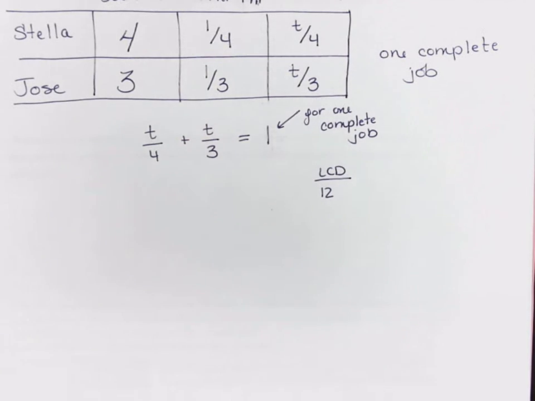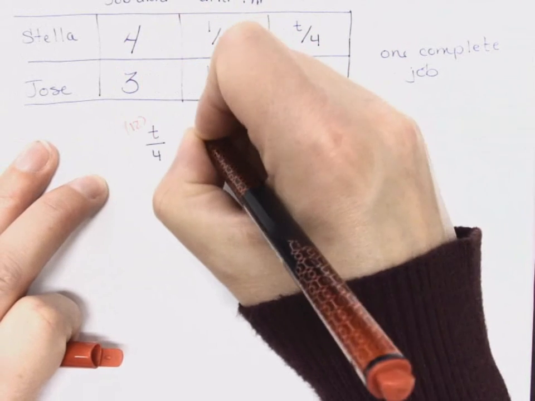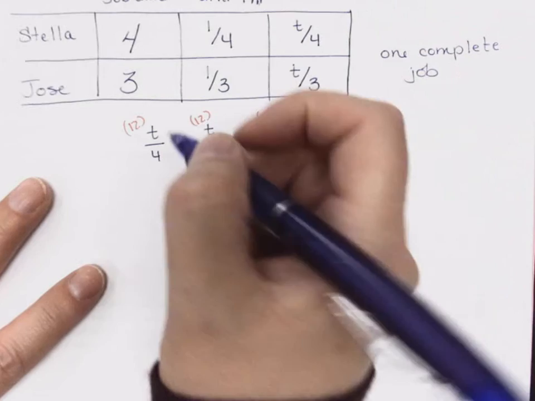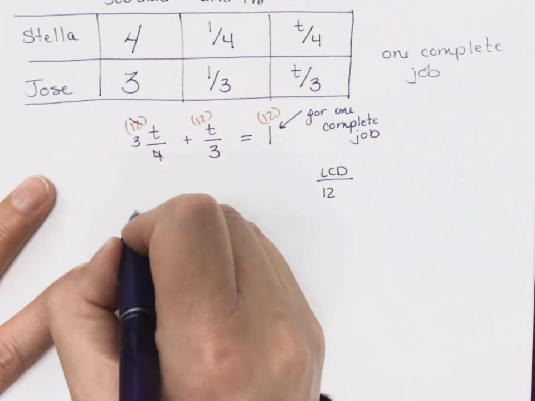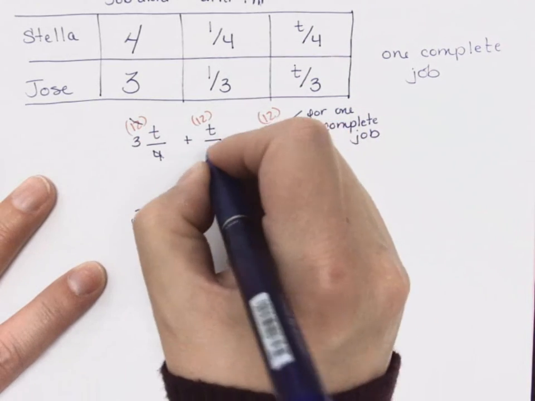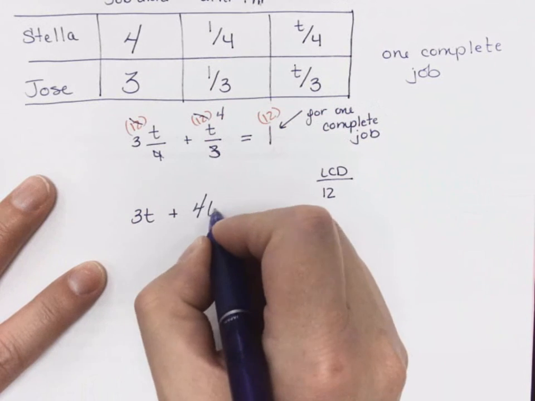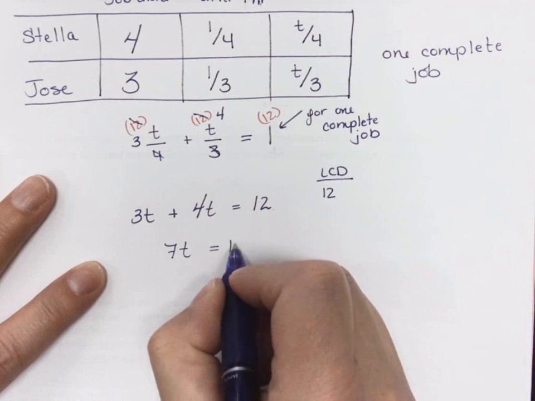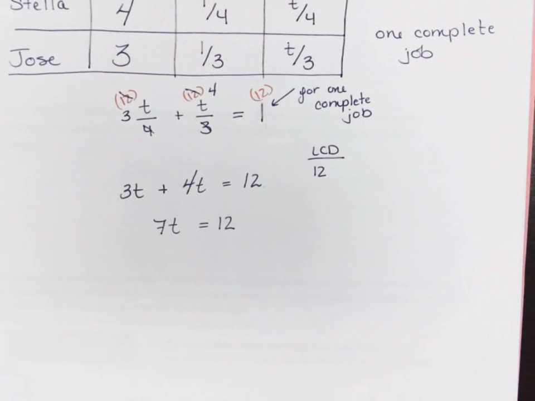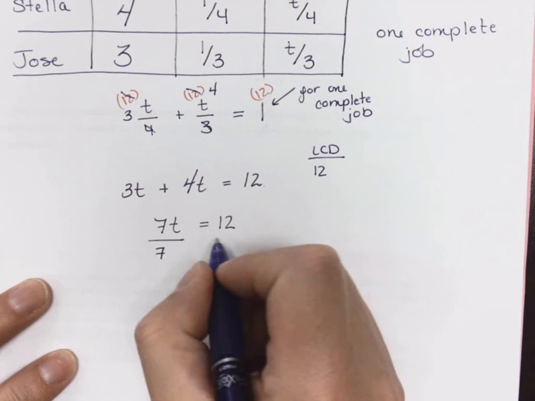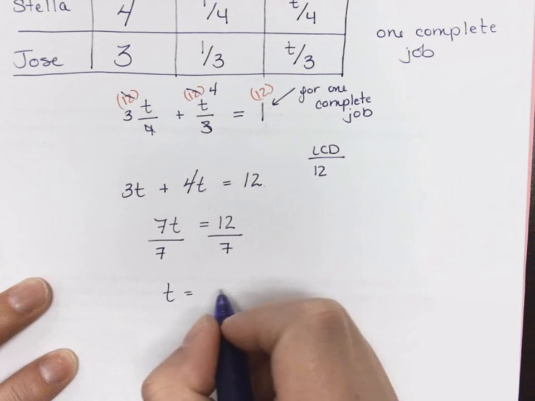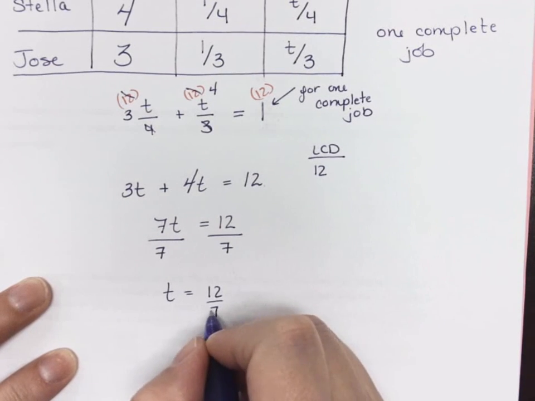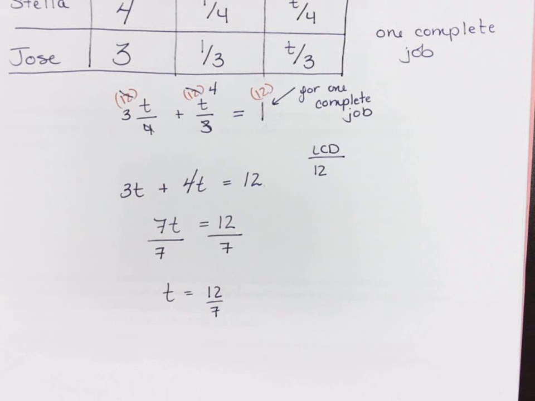So we're going to take 12 and times all the terms by 12. So 4 goes into 12 3 times, so I'm left with 3t here. And 3 goes into 12 4 times, so I've got 4t here. And that's going to equal 12. So I have 7t equals 12. Divide by 7, divide by 7. T is equal to 12 sevenths.